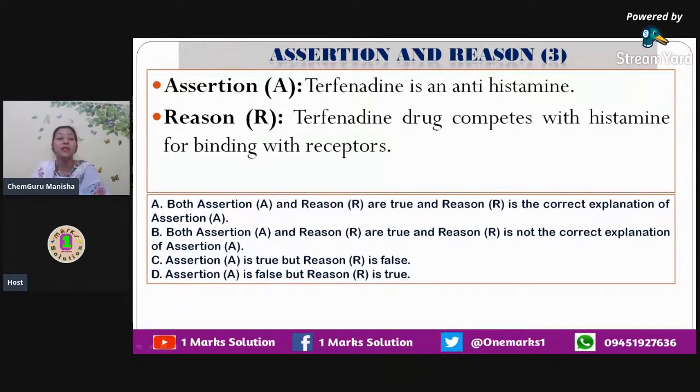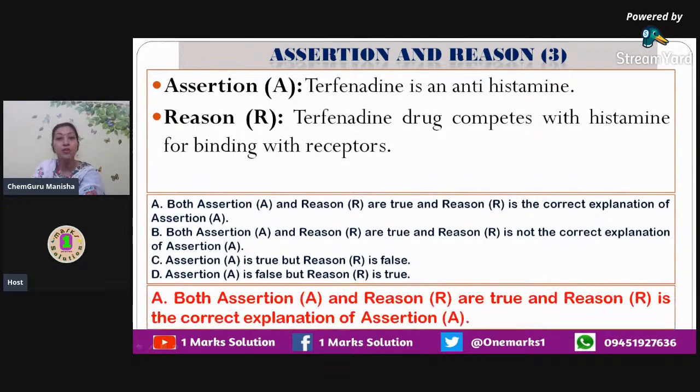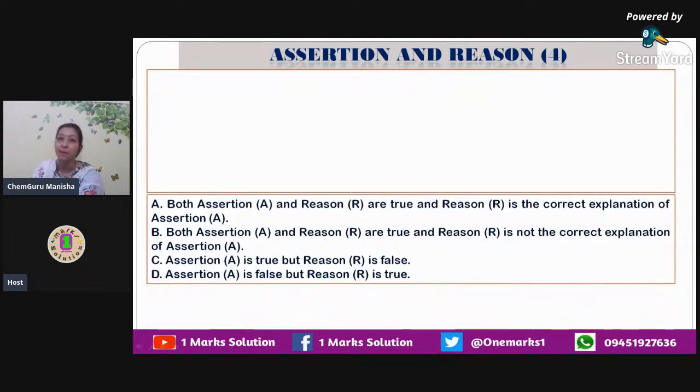The third statement that we have is: terfenadine is an antihistamine, which is true. The reason says terfenadine drug competes with histamine for binding with receptor. As I said, histamines are allergy-causing substances. So wherever the allergy is being caused, whichever body part the histamine is increasing in, the drug is going to attack that particular area, bind with it, and as a result treat it. So assertion is true, reason is true, and reason is the correct explanation of assertion as well.